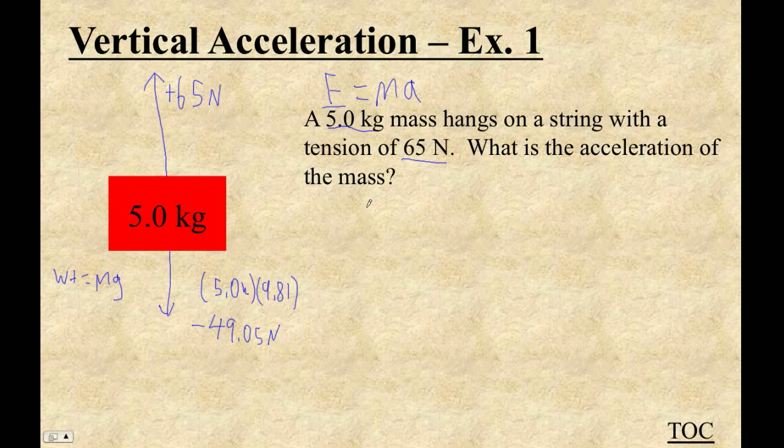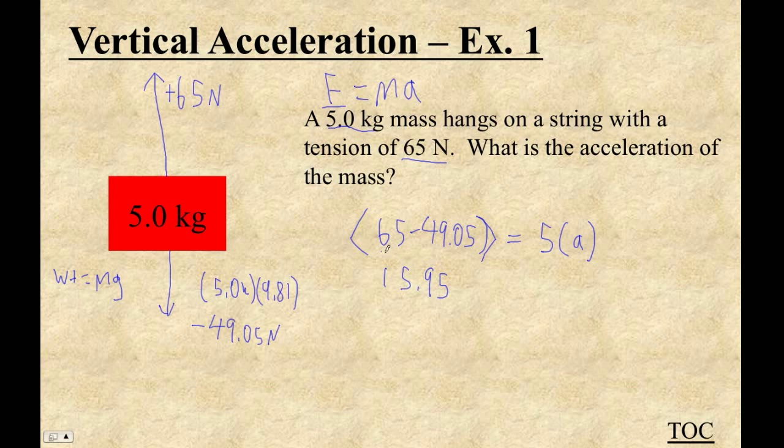We've got all the forces acting on it. So we go 65 newtons up, minus 49.05 newtons down. Whoops, got to do the little angle thing like that. And then that equals 5 times, and we don't know the acceleration. Okay, and then we can do a little math here. 65 minus 49.05 is 15.95.